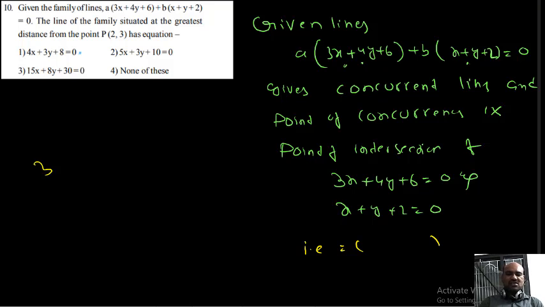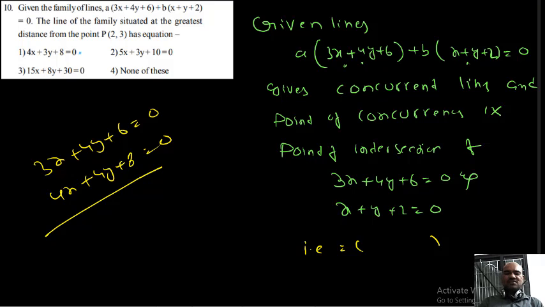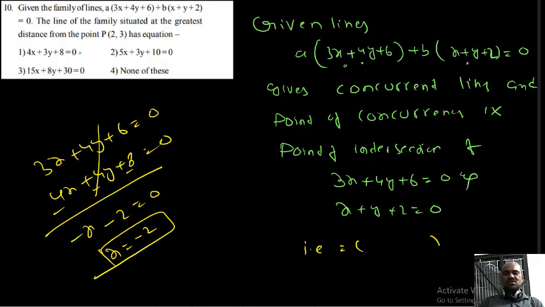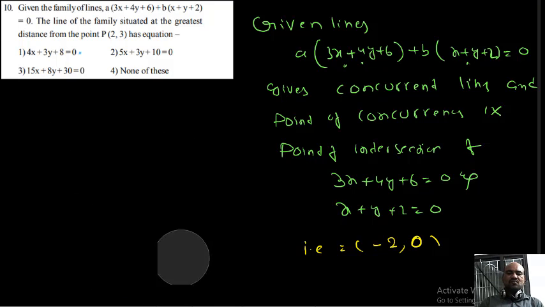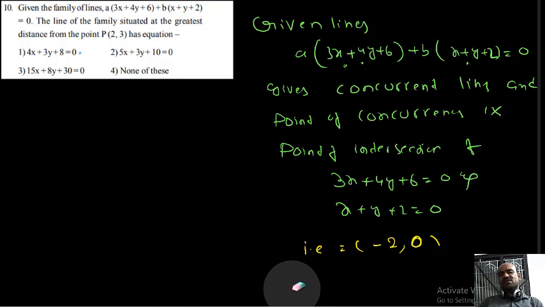I will solve here. 3x plus 4y plus 6 equal to 0 and 4x plus 4y plus 8 equal to 0. I multiplied 4 on either side of the second equation. Students, listen, subtracting these two, the 4y terms get cancelled. Minus x minus 2 equal to 0, x equal to minus 2. Put x equal to minus 2 in any one of the equations, you get y equal to 0. So the point of concurrency is (-2, 0).